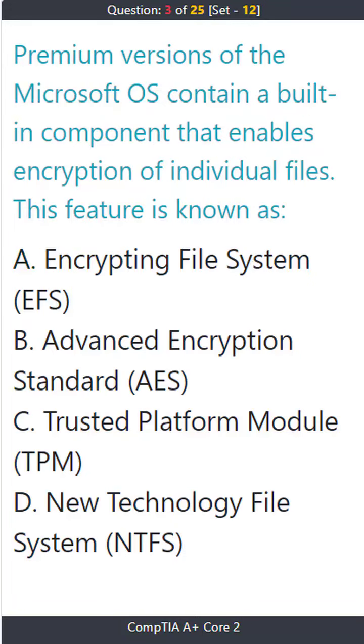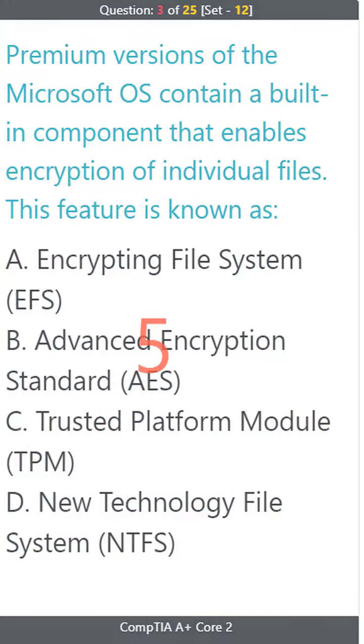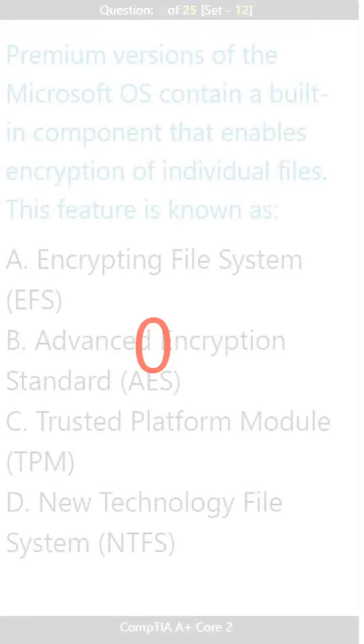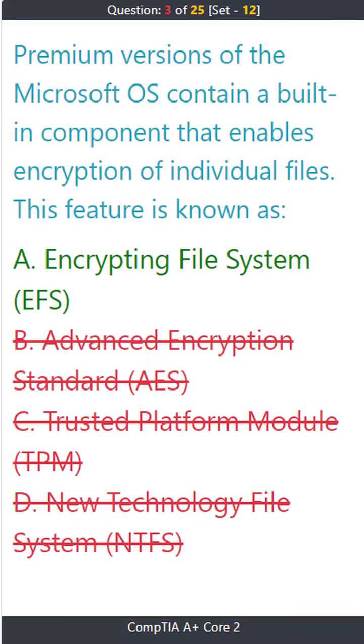Question 3. Premium versions of the Microsoft OS contain a built-in component that enables encryption of individual files. This feature is known as A. Encrypting File System, EFS. B. Advanced Encryption Standard, AES. C. Trusted Platform Module, TPM. D. New Technology File System, NTFS. The correct answer is A. Encrypting File System, EFS.